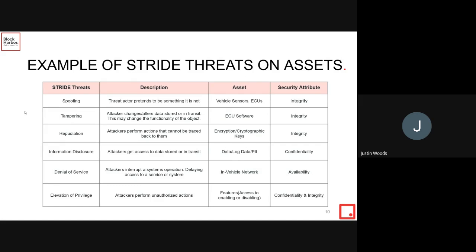Here's an example of some STRIDE threats on assets. For a spoofing threat, a description might be that a threat actor pretends to be something it isn't. And this might be on an asset like the vehicle sensors or the ECUs. The attribute that this goes against out of the CIA triad would be integrity. Then we also have tampering, which would be an attacker actually changing the data. So not just acting like they're the one sending it, but actually changing it. This is going to possibly affect the ECU software. And again, this would be an attack on the integrity of the data.